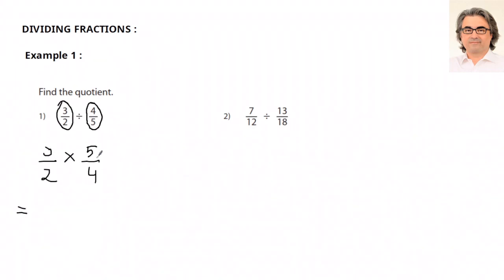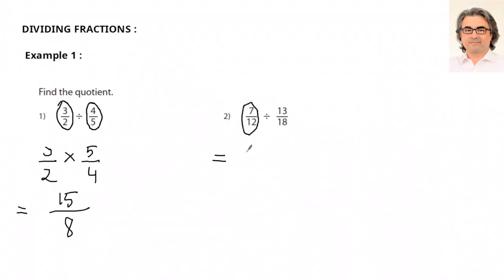Is there any simplification between numerators and denominators? No. So multiply 3 with 5, 15, and multiply 2 with 4. 2 times 4 is 8. Is it okay? I'll not write this fraction as a mixed fraction. Now let's continue with the next question.